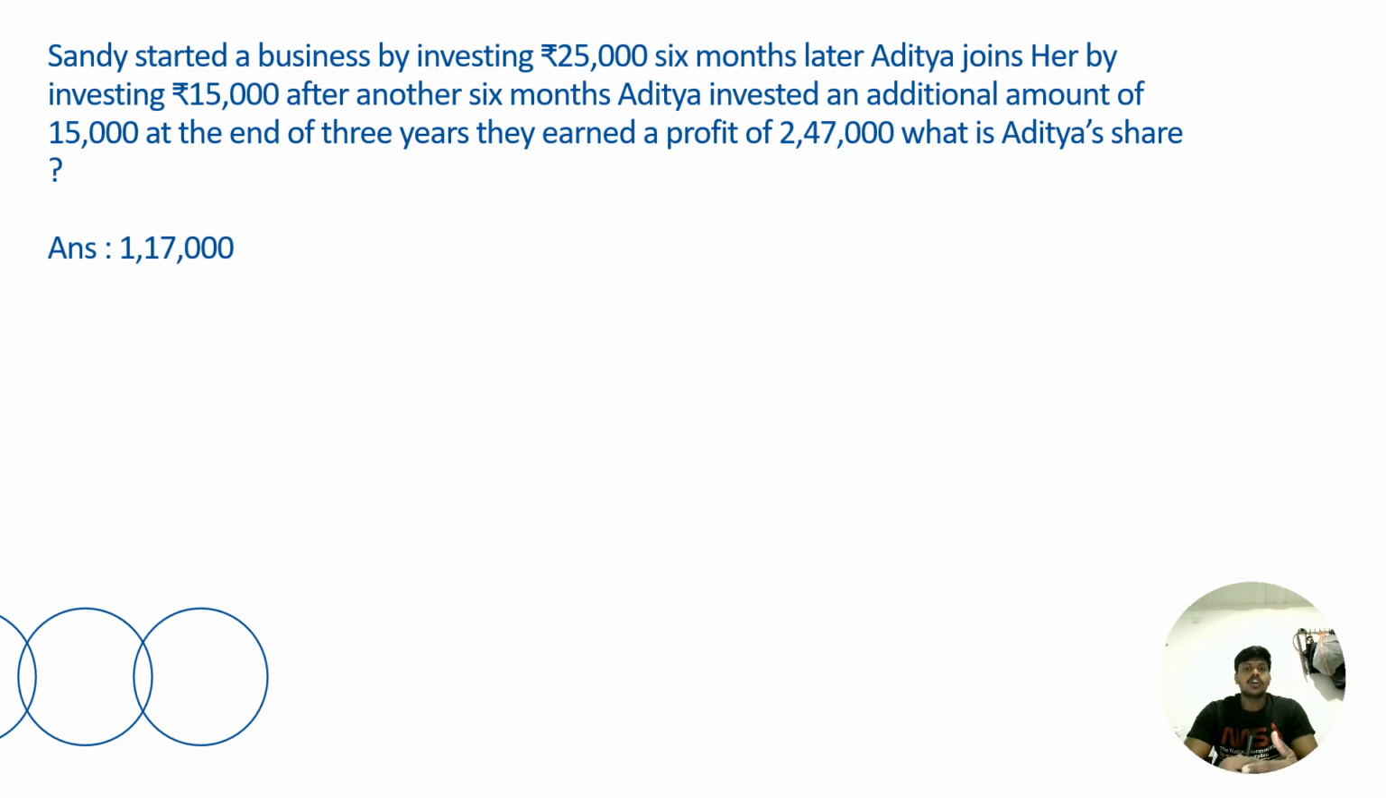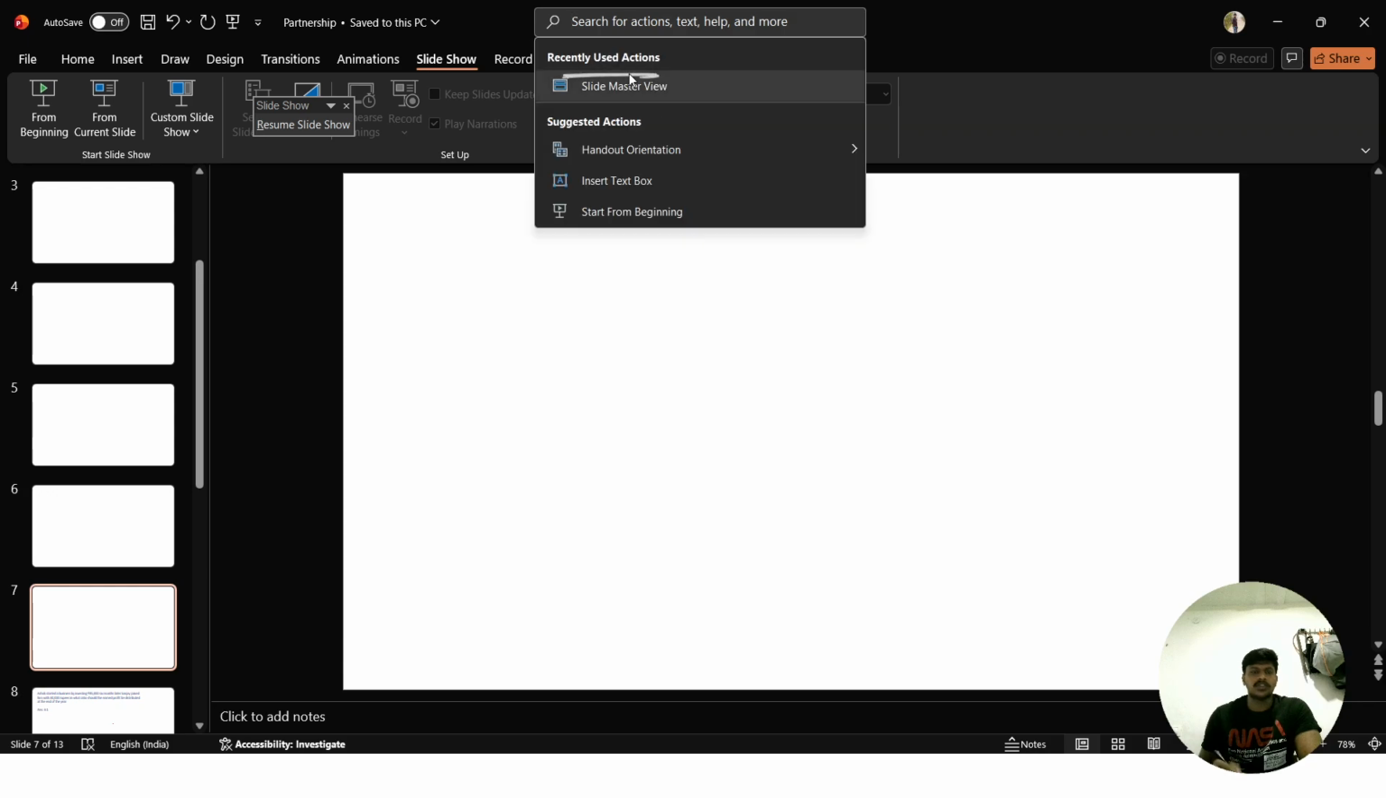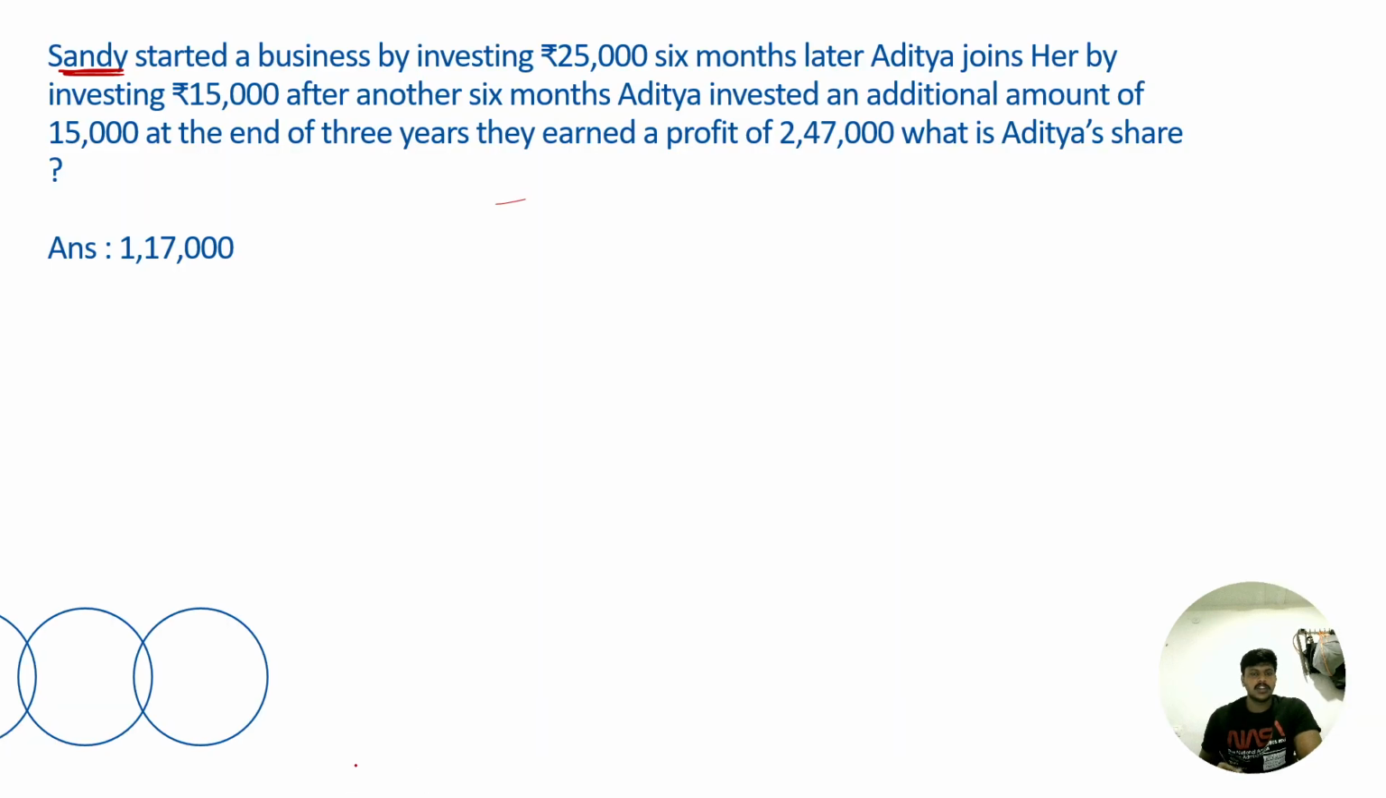Now here we are going to talk about joining and removing from the business, where we are going to have different time periods and different investments. Let's get started. So remember, go one person at a time. Once you are done with that person, move on to the next person. Like see here, Sandy started a business by investing 25,000. Okay, we're talking about Sandy. She is starting the business with 25,000.